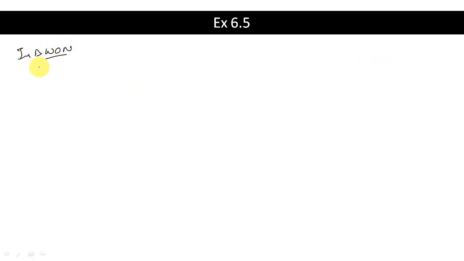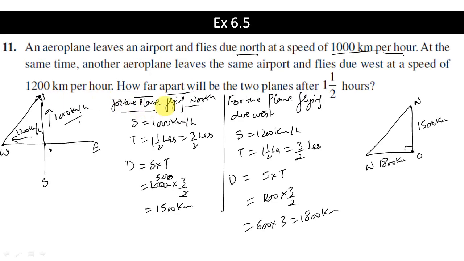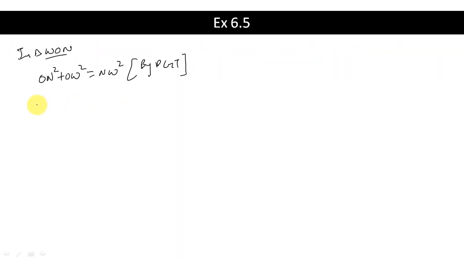So now in triangle WON, which is right angle triangle, ON square plus OW square will be equal to NW square. This is by Pythagoras theorem. So ON, this is 1500 and OW is 1800. So 1500 square plus 1800 square will be equal to NW square. So simply we have substituted the value of ON and OW.